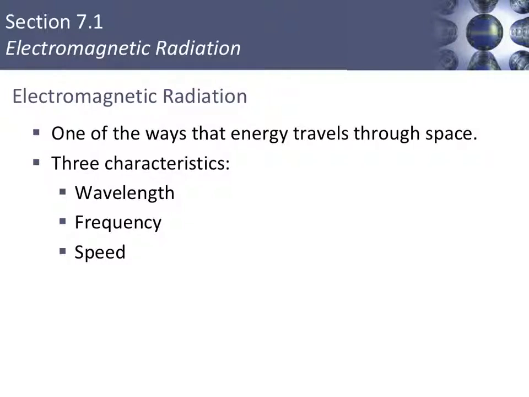So the first thing we need to do is discuss electromagnetic radiation. This is a broad category of different types of energy. The light that we can see, visible light, is a very small portion of this spectrum. It's a way that energy travels through space, and we think about it primarily in terms of waves. And waves have these three characteristics in common, regardless of what kind of waves they are: the wavelength, the frequency, and the speed of the wave.